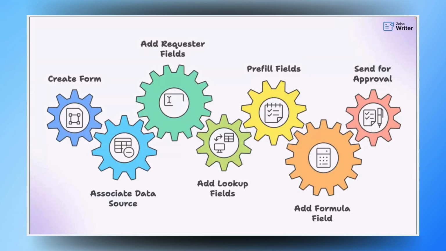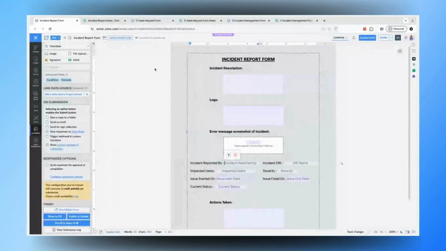We add a lookup field, and then we use pre-filled fields. For example, we'll be using a price field, which will pre-fill values based on the lookup field that we have entered, which should be the asset field. And next up, we add a formula field to calculate the remaining budget based on the budget that has been set for the specific user. And next up, we send it for approval to the manager. So it's that simple. Let me show you how it works on a live document.